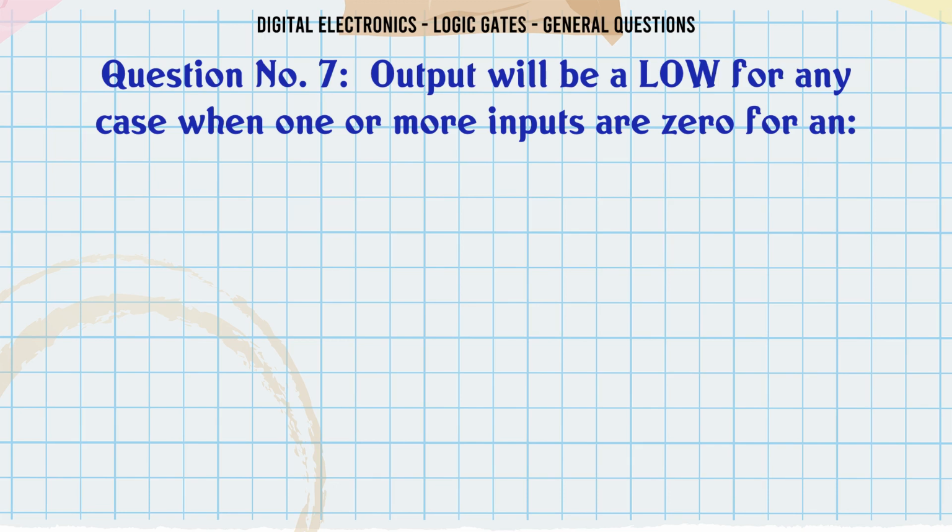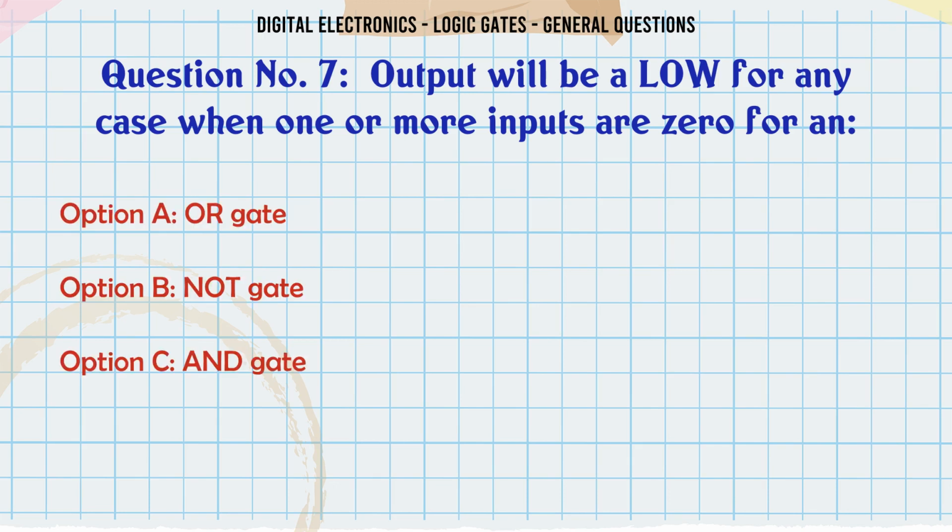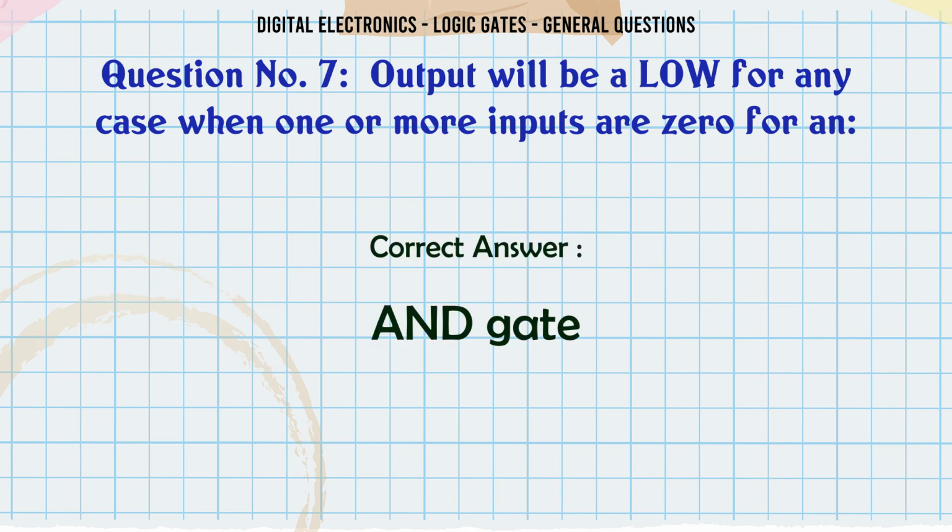Output will be a low for any case when one or more inputs are 0 for an: A) OR gate, B) NOT gate, C) AND gate, D) NOR gate. The correct answer is AND gate.